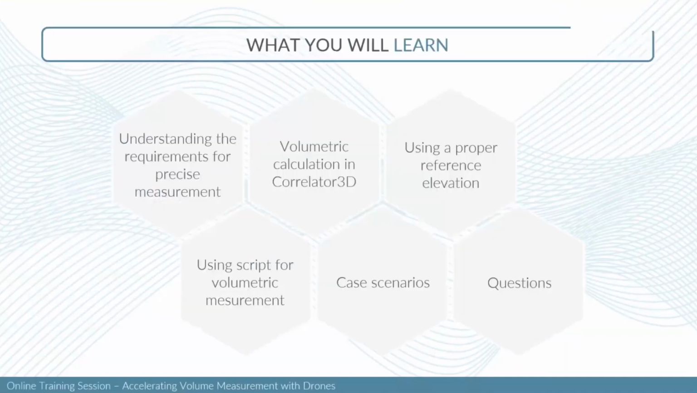So for this presentation, we will cover the following topics: understanding the requirements for precise measurements, how to do some volumetrics calculation in Correlator 3D, using a proper reference elevation for your volumetric calculation, how to use script for your measurements, and finally, we will finish with some case scenarios on how you can measure volumes with Correlator 3D.